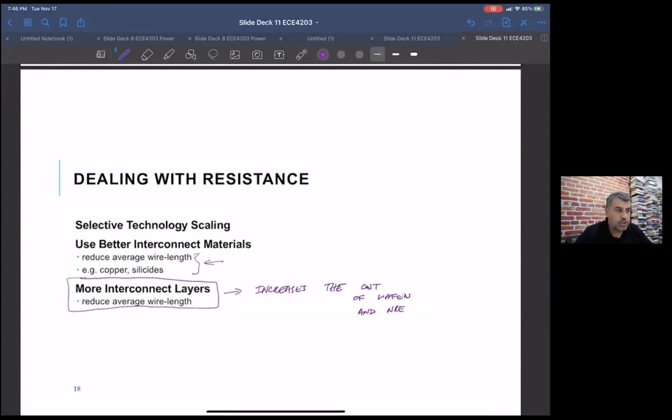But if you're trying to select a foundry, a process that has copper interconnects, for example, is going to have lower resistance than an aluminum process. So you kind of know that.